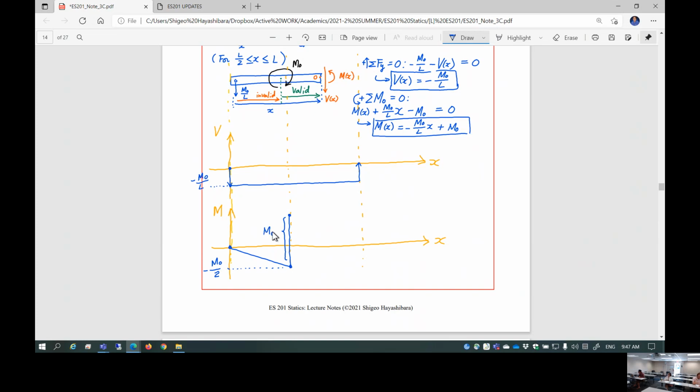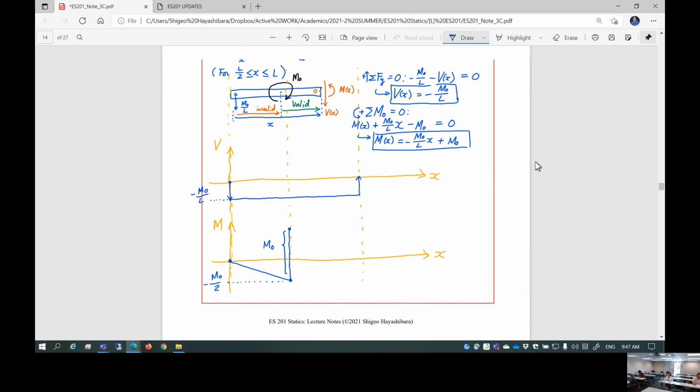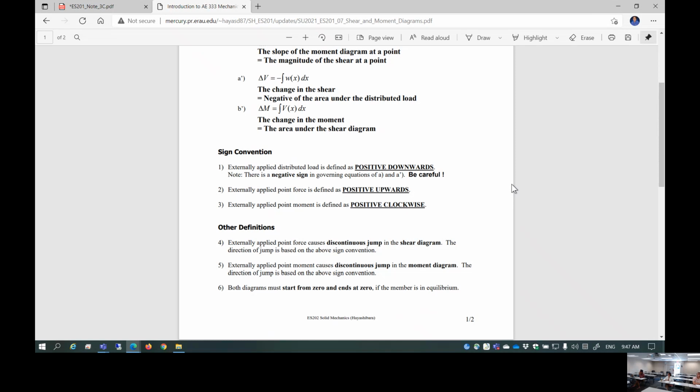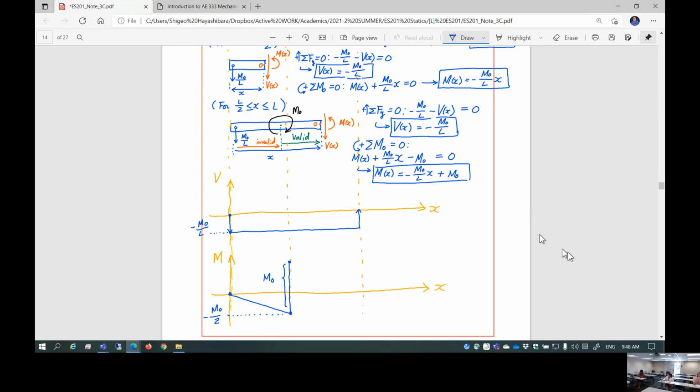How come it's positive? It's a sign convention. If you take a look at the shear moment diagram sign convention, an externally applied point moment is defined as positive clockwise. This is sort of an agreement for everybody trying to draw a diagram. We have to come up with a certain standard agreement. So this is the sign convention. Okay, all right. So positive M0.